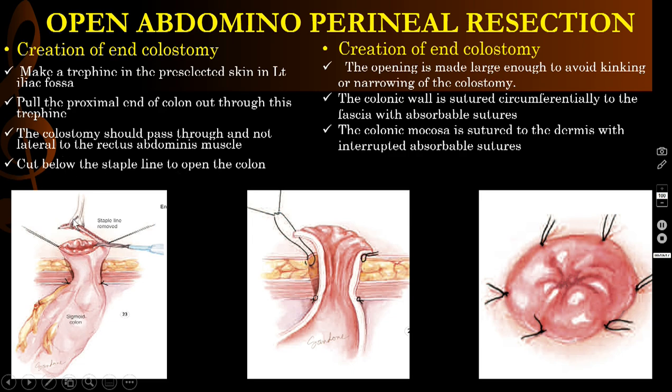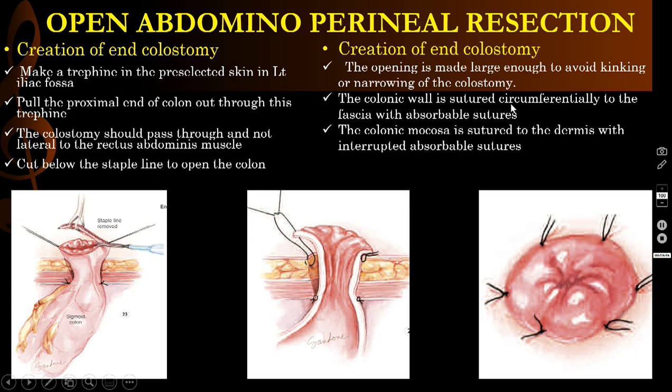See, this colon, proximal colon or the sigmoid colon has been pulled out. Then the staple line you have to cut to open the colon. The opening is made large enough to avoid kinking or narrowing of the colostomy. So this opening in the skin and the subcutaneous tissue should be large enough to avoid kinking or narrowing of the colostomy.